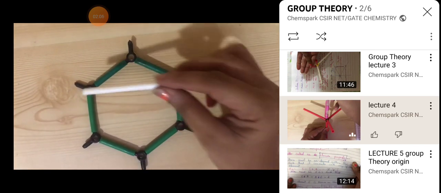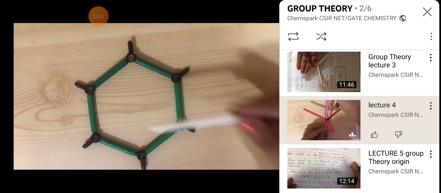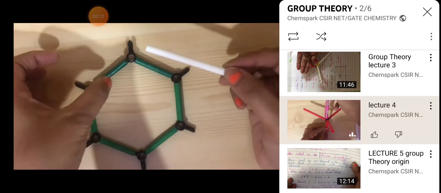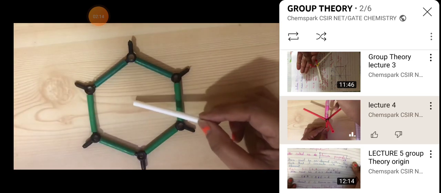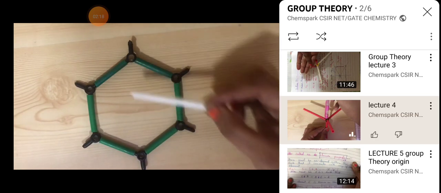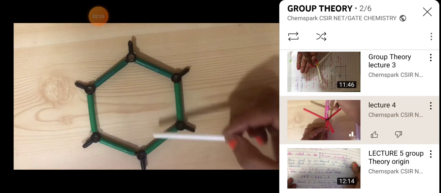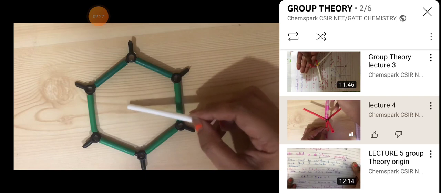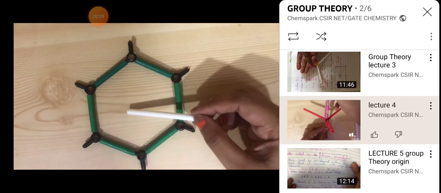You need not choose only these hydrogens. You can choose this point also. If you choose this point, you travel to the center and then you again move to this point. Now both the points are at equal distance from the center, and that is why it is called the center of inversion.